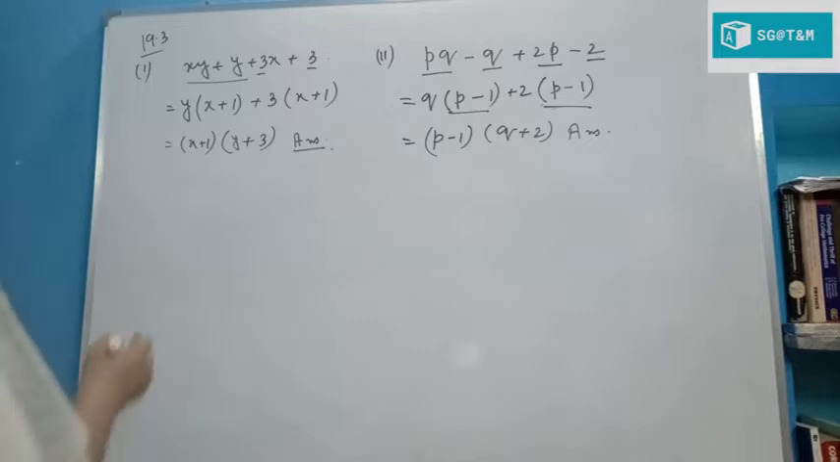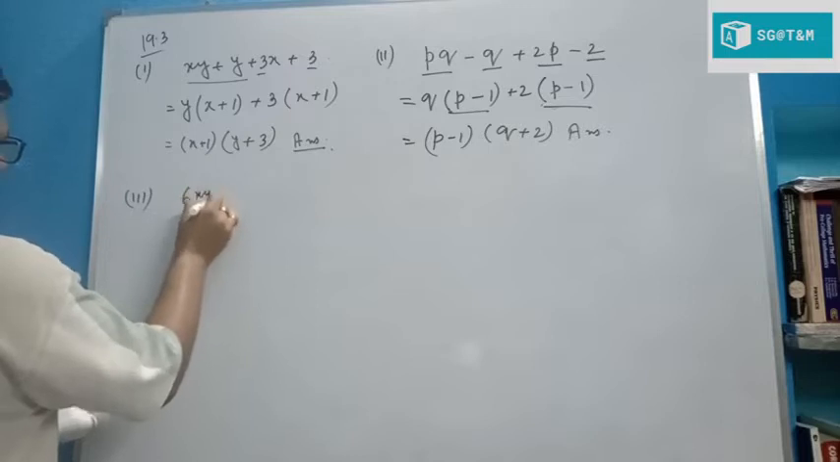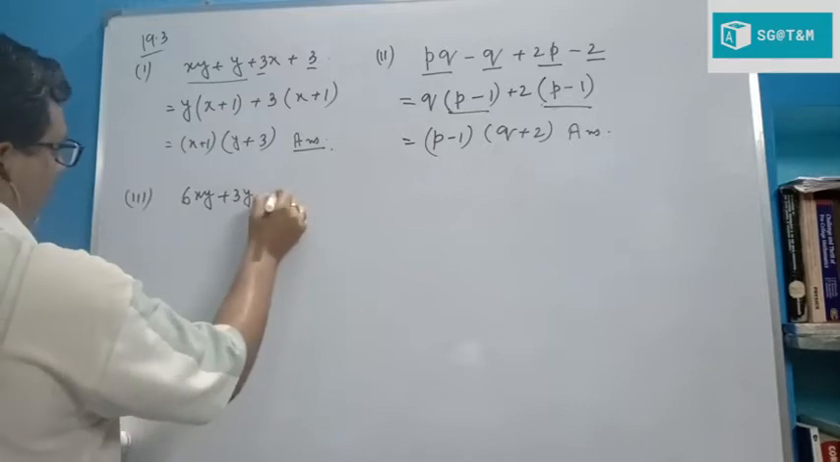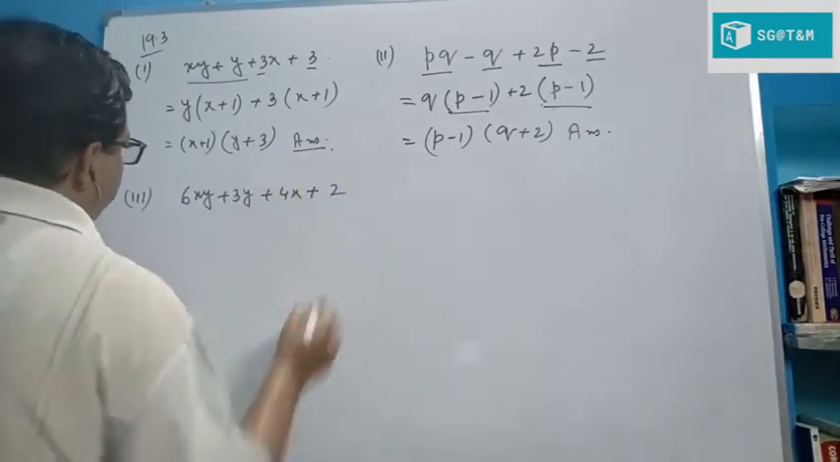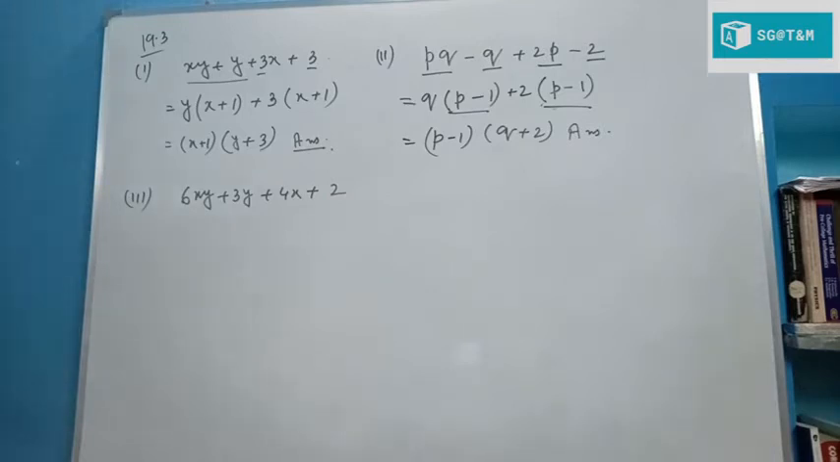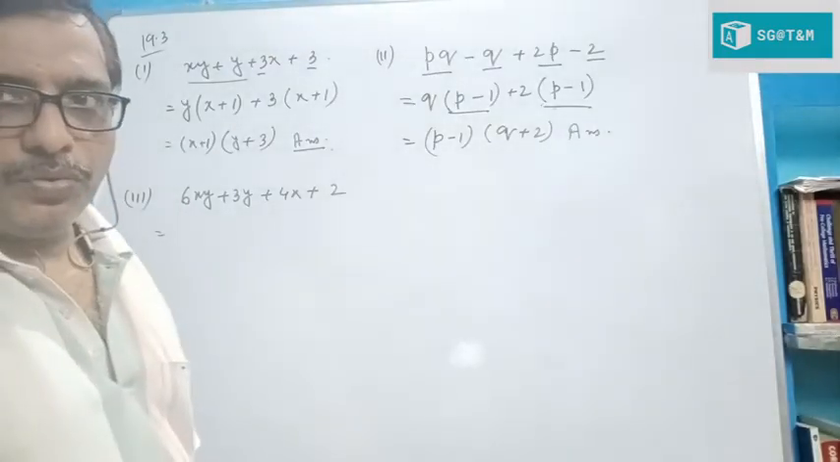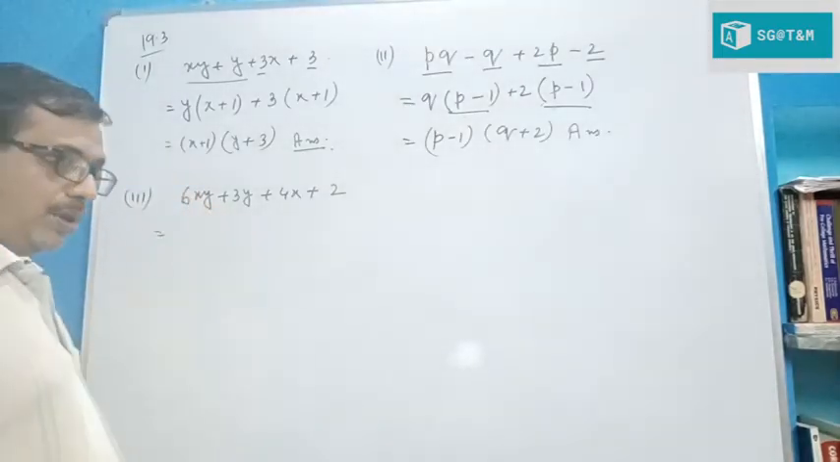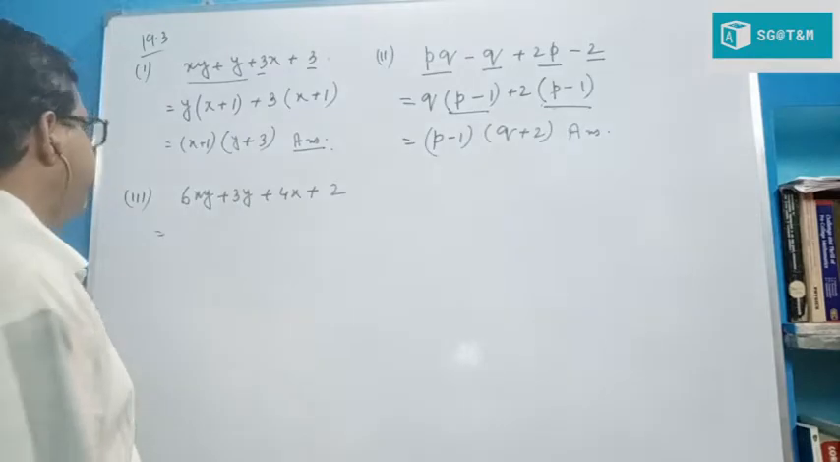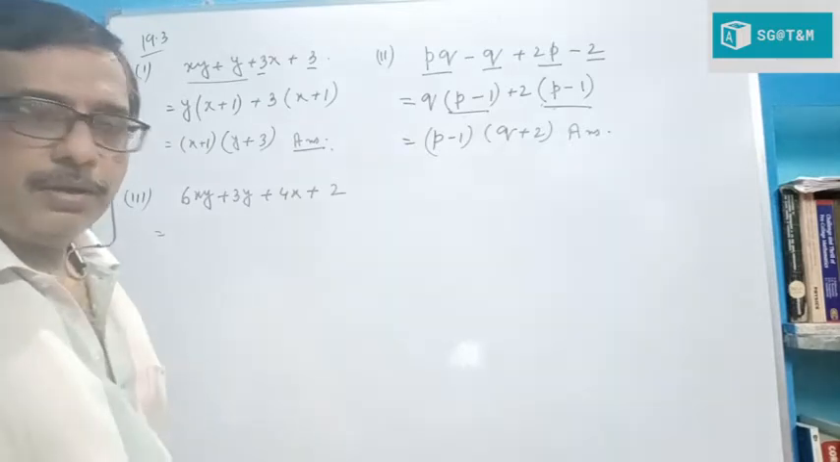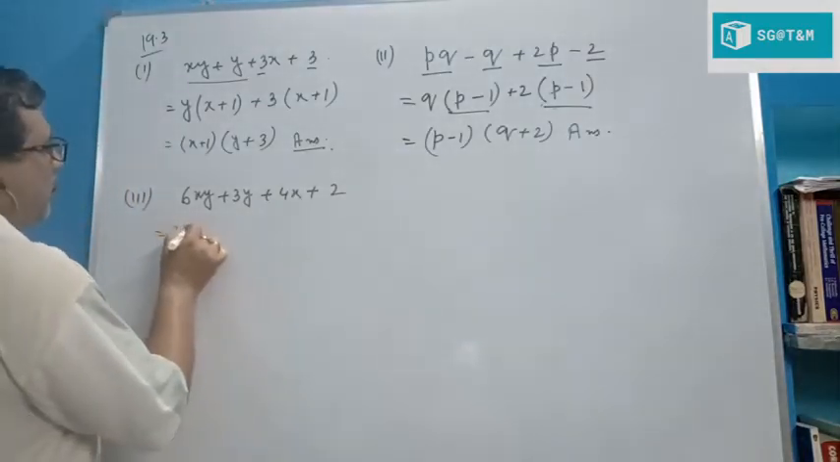Next, question number 3. 6xy plus 3y plus 4x plus 2. Now from the first two terms, 6 is nothing but 2 into 3, and it is also 3. So 3 is one of the common terms, and y in both the cases. So y is again the common term. So take common 3 into y.